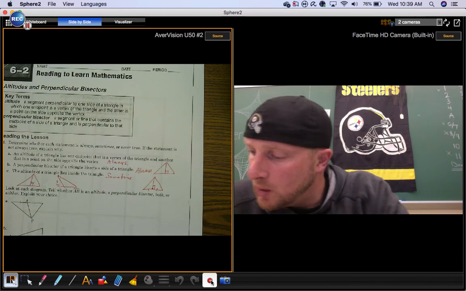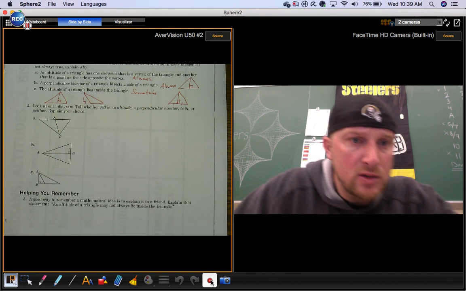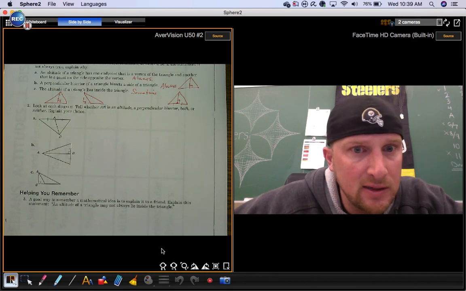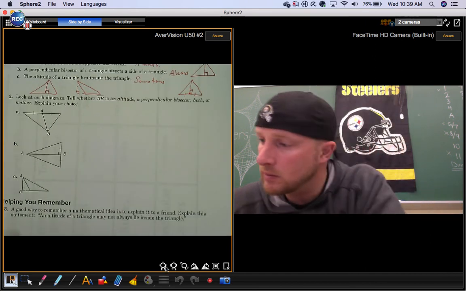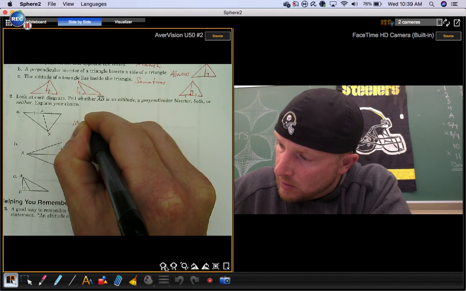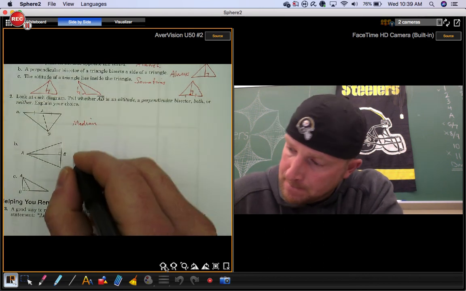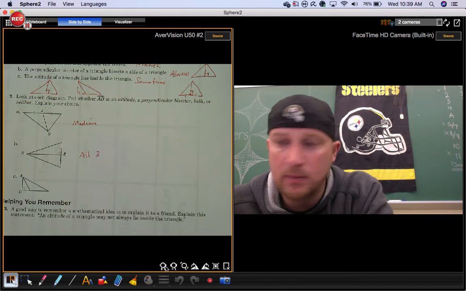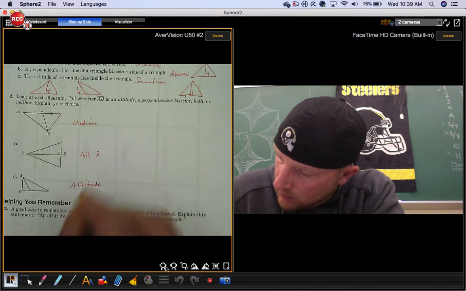Number 2, look at each diagram. Tell whether segment AB is an altitude, a perpendicular bisector, I'm going to throw median in there also, all three, or neither. That's a median. That's all three. That's an altitude.